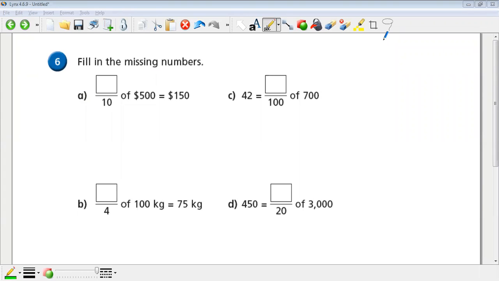Hi there, just going to go through the maths from today. Just going to show you questions 6 and 7 because these are the ones that we found the trickiest.